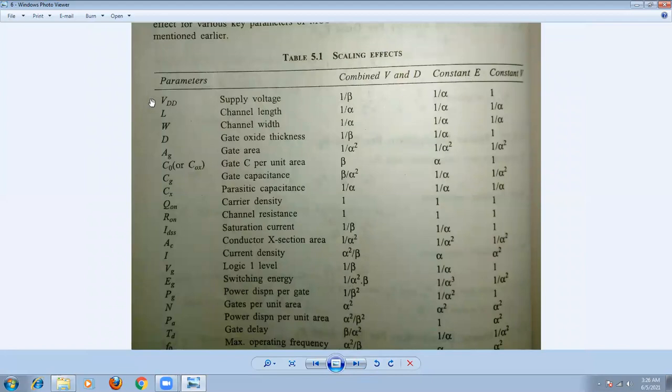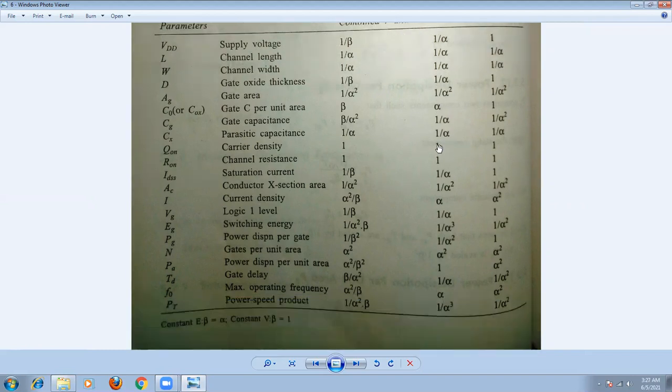Now, in the constant E model, let us take VDD, the supply voltage. The supply voltage in the constant E model is scaled down by 1 by alpha, because we replace beta with alpha. Wherever in this table you have beta, replace it by alpha. So it is 1 by alpha, 1 by alpha, 1 by alpha. Now it is 1 by alpha square, and beta is alpha, so alpha by alpha square is 1 by alpha. And this is 1 by alpha cubed as it is. This is a constant term in the case of voltage and E scaling, so 1, 1.